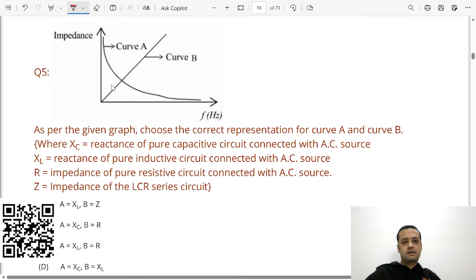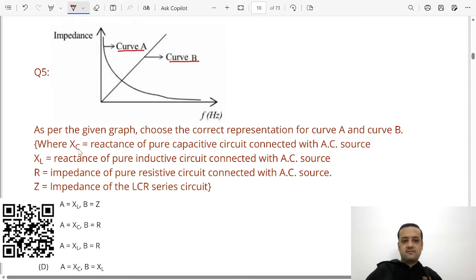Let's see this question. This is from alternating current. Here we have been given two graphs, one is the graph A and another is the graph B. Okay, and we have to choose which graph can represent what quantity if we start changing F.